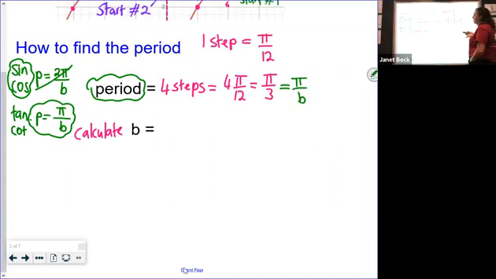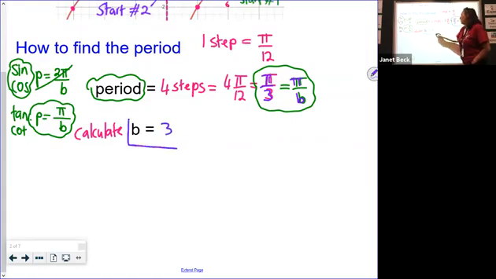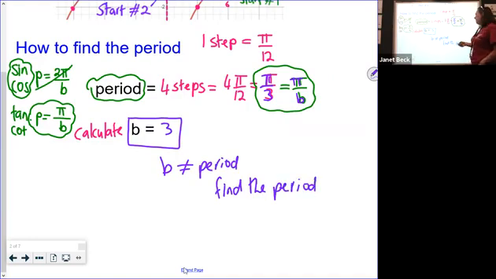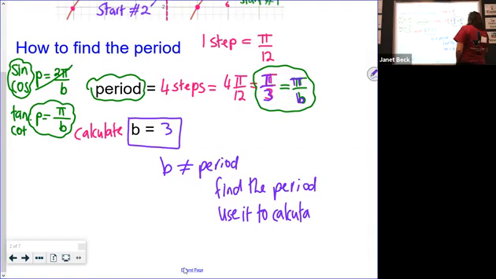Now solve that. Now this is an easy one, yeah? Sometimes you get this and you cross multiply and divide or whatever. But on this one, can you see what we've got here? If the numerators are the same, then guess what? The denominators are the same as well. B must be 3. Sometimes you'd have to do more of a calculation than that, okay? But B does not equal the period that you read from the graph. You have to find the period and then use it to calculate B, okay? You find the period, use it to calculate. Oh, I can't spell today. And this goes in the equation.